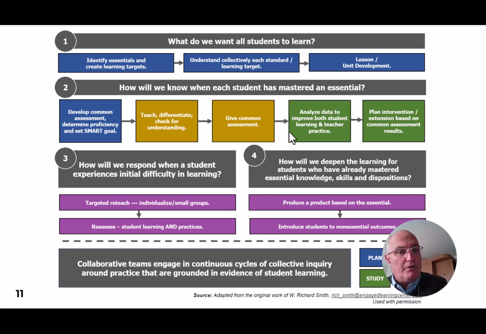So if you take a look underneath the gray bar for critical question number 1, Rich would say, the first step you take is to identify essentials and unpack it into learning targets. The second action you would take is to provide clarity or develop shared clarity around what that essential actually means. What does mastery of that essential look like? What concepts or misconceptions do students have when it comes to that particular essential? What's the right level of rigor for that particular essential?